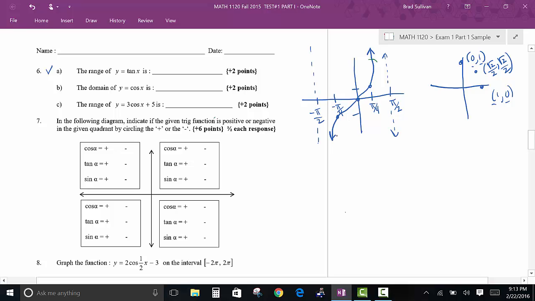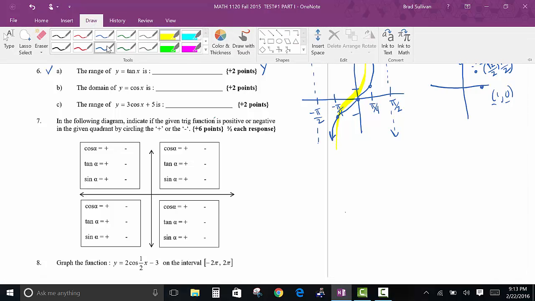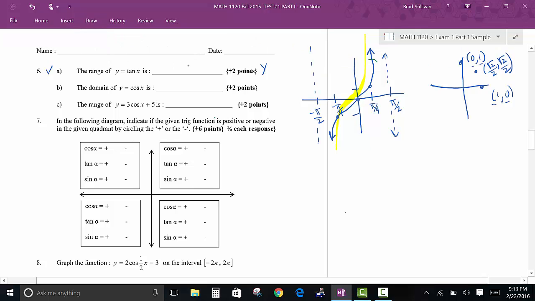Okay, so the range is what y can be. Y can be anything. So if you look at this tangent, the tangent gets infinitely high and it gets infinitely low. So it's going to range through all of the possible y values. So we just write on the range negative infinity to infinity. Like that. Okay, domain of the cosine.